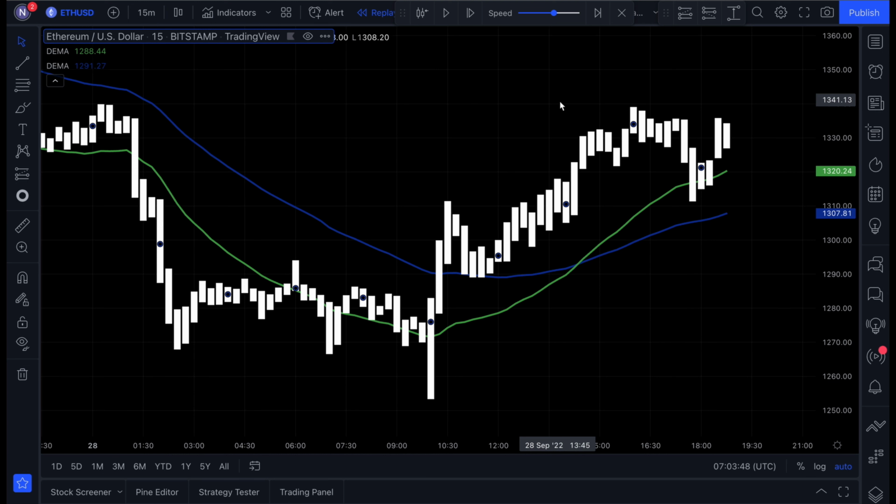Another strategy that you could use is a pullback strategy. As you can see here, we have a 50 and a 200 EMA line. So to enter a long trade, we're going to be waiting for the 50 EMA to cross above the 200 EMA. Then we're going to want to see the price action pull back into the 50 EMA, and as soon as the engulfing candlestick is formed, we can place our long entry.